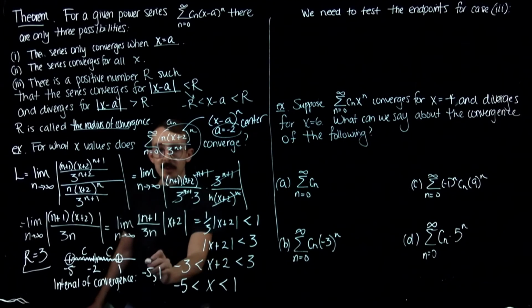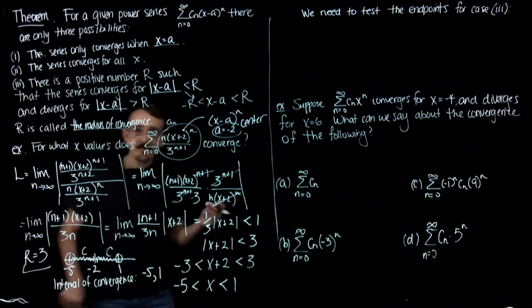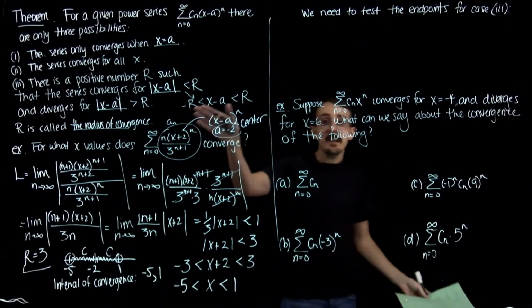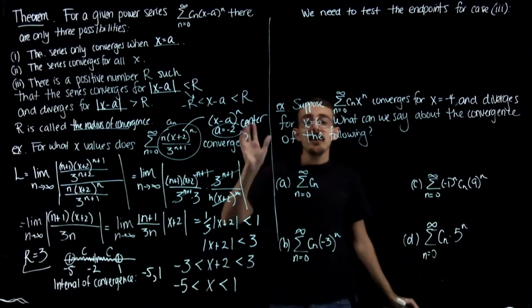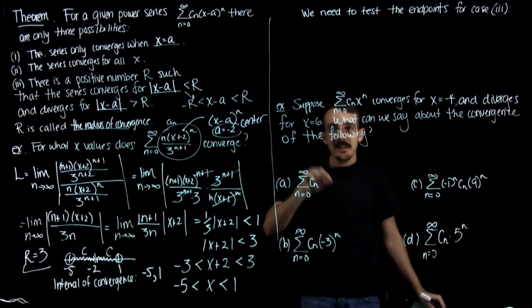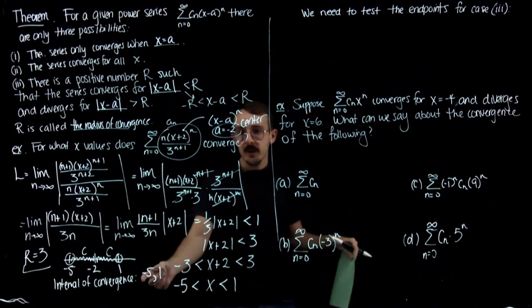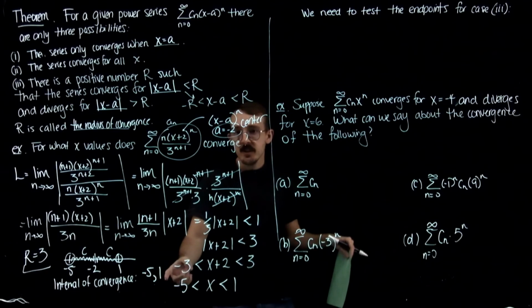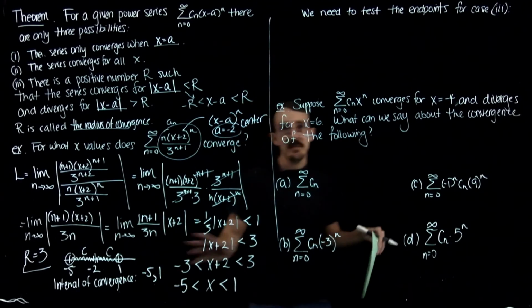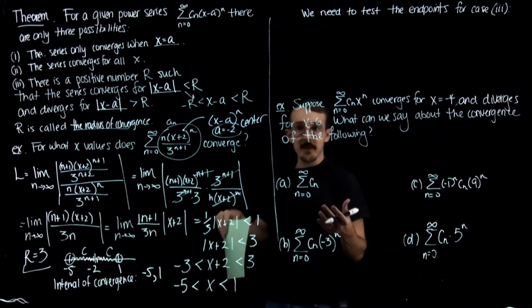The problem now is I don't know whether to put brackets or parentheses. I don't know whether to include these numbers. So just in this third case that we're doing here from the theorem, you have to test the two endpoints because it could be convergent for one endpoint and divergent, or both convergent. It could be anything. So you have to test these. So how do you test them?